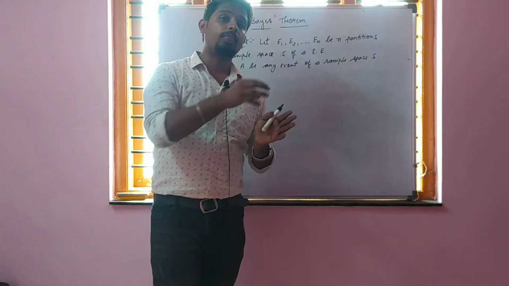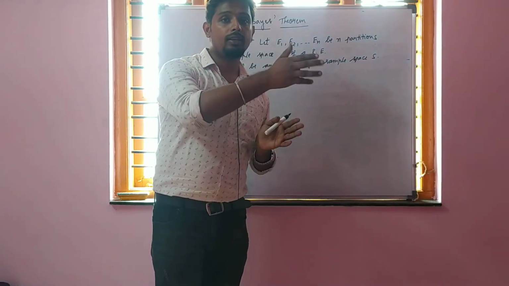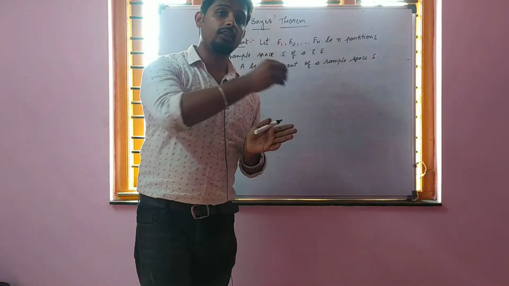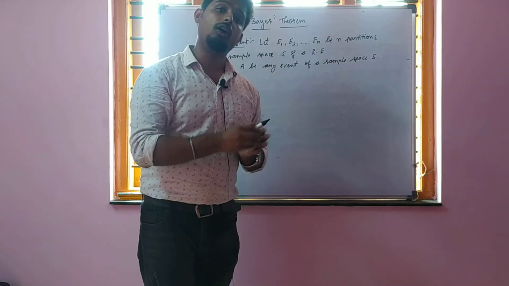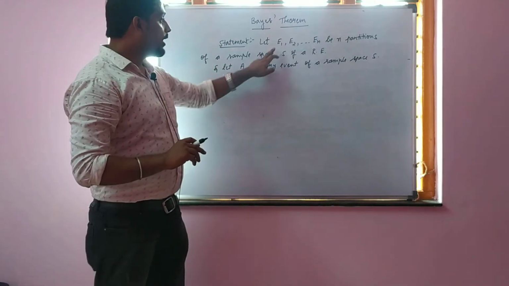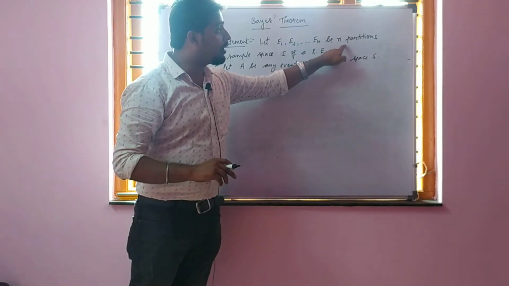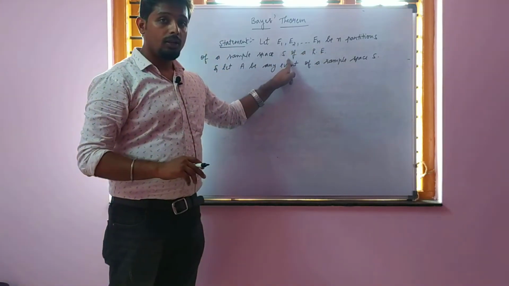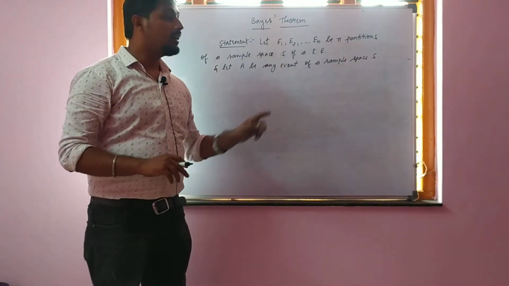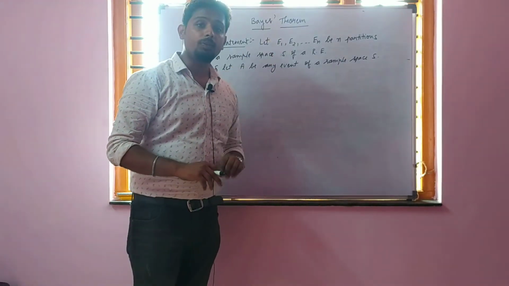Considering Bag 1 and Bag 2 are certain events, and similarly drawing the white ball and drawing the red ball are also events of the same experiment. So here E1, E2 and so on form the partitions of the sample space S. But this A is not part of the partition. Okay, but it is an event of the sample space S.